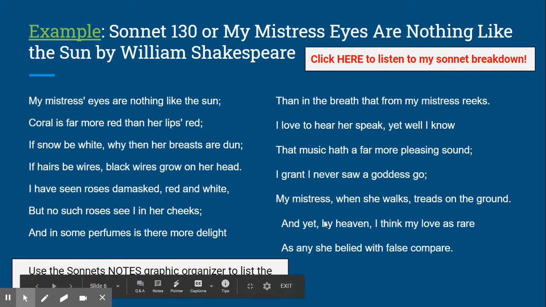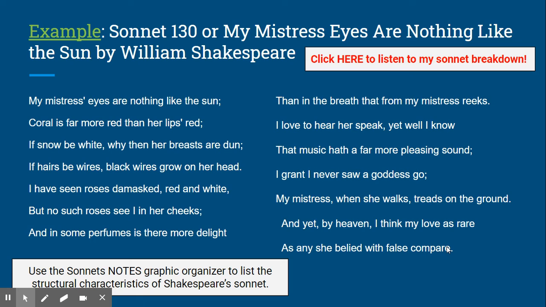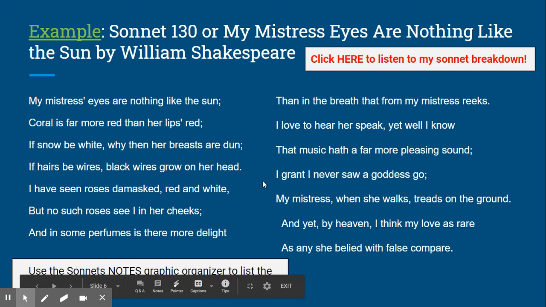And then our couplet: and yet by heaven I think my love as rare as any she belied with false compare. So rare and compare rhyme. So again, that's the rhyming couplet, G and G. And again, each quatrain addresses a different aspect of the topic.